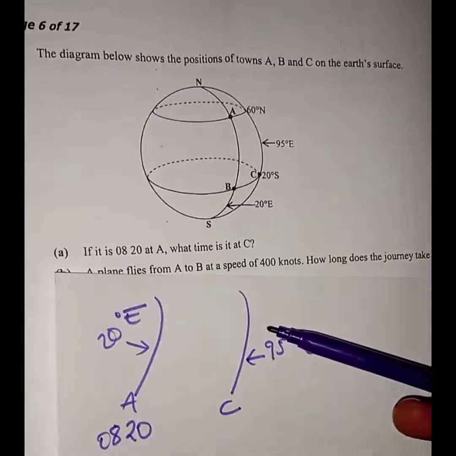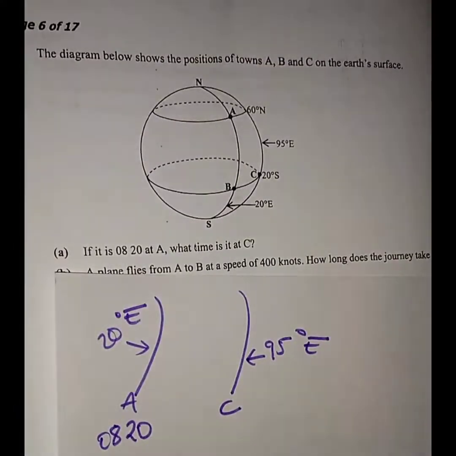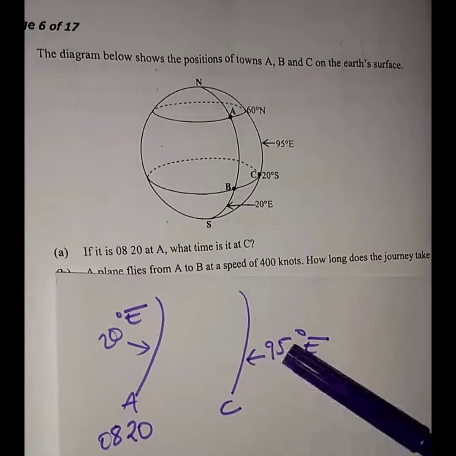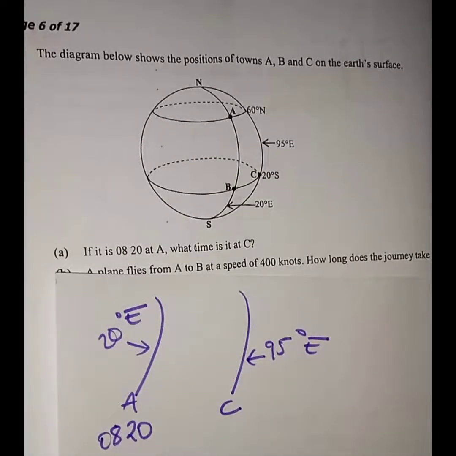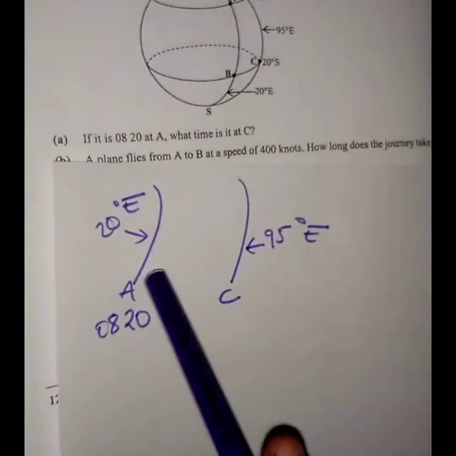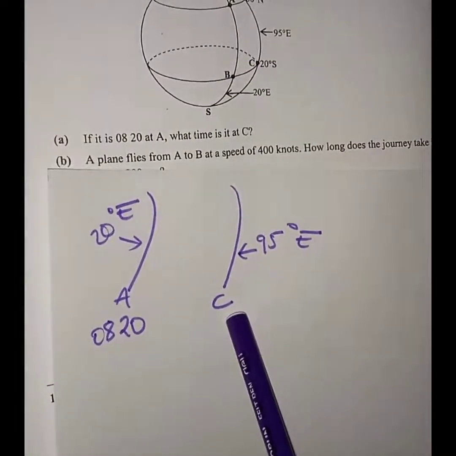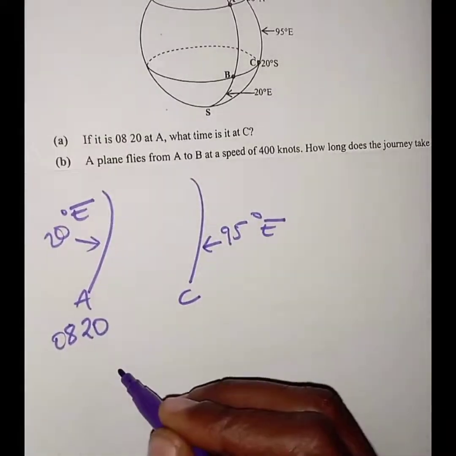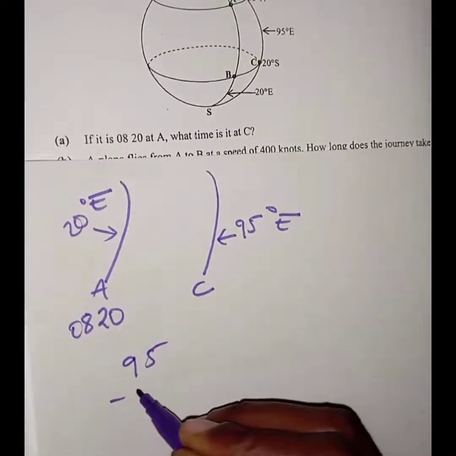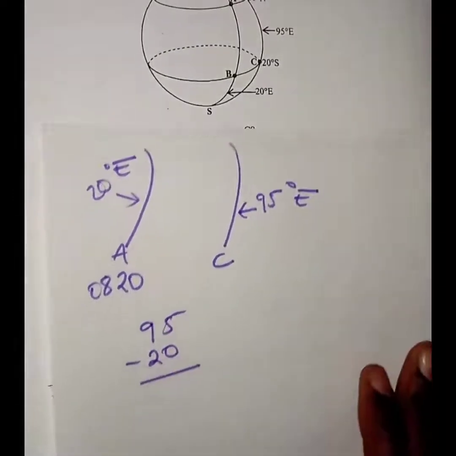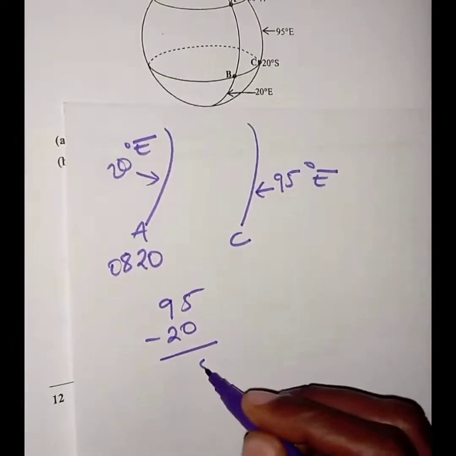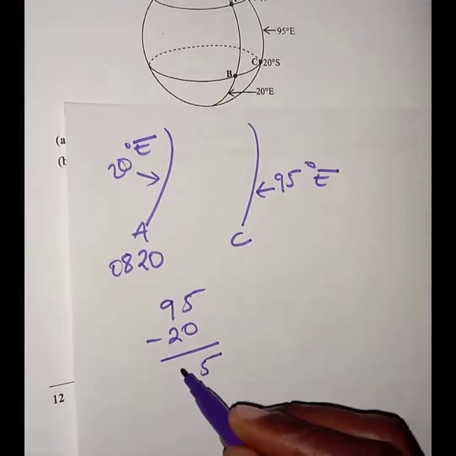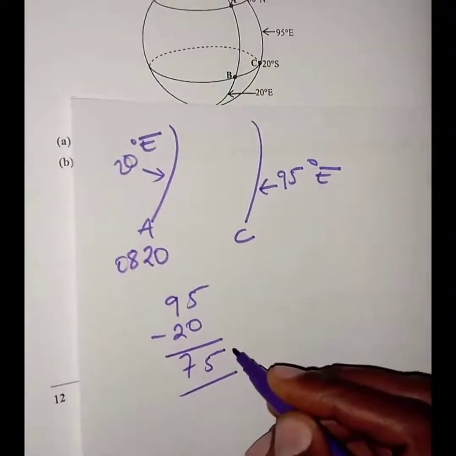Remember these lines I'm drawing represent the longitudes. To simplify things, you can draw them like this. Now we need to find what we call the difference in degrees. Point A is on the eastern part, point C as well. When they're on the same side, east, we subtract. So you do 95 minus 20. This is Paper 1, no need of a calculator. 5 minus 0, 5. 9 minus 2, that is 7. So the difference in degrees is 75 degrees.